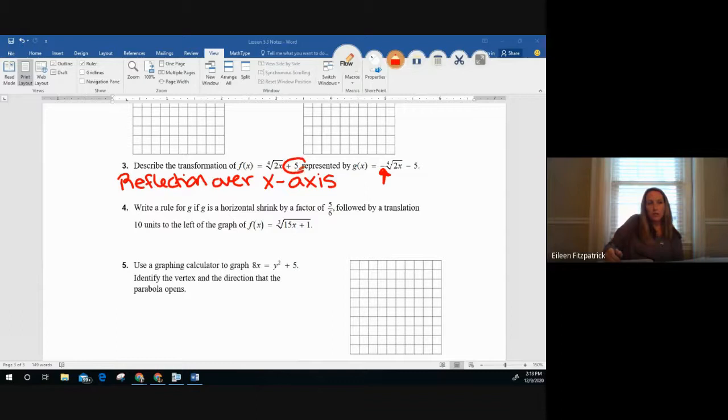Now, again, think about the parent function. If you think about the parent function, this is up 5 units from the parent function, and this is down 5 units from the parent function. So from positive 5 to negative 5, how many units is that a change of? I think about the number line from positive 5 to negative 5. That's a change of 10 units. You translated down 10 units.